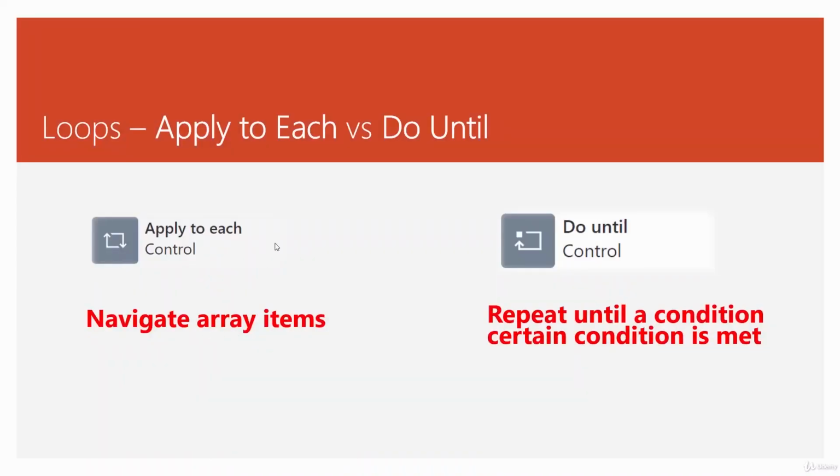So far we learned about apply to each loop. It was easy to work with. The only thing is that it navigates through every single item in an array. That's what it is made for. On the other side, we have a different type of loop, which is called do until.